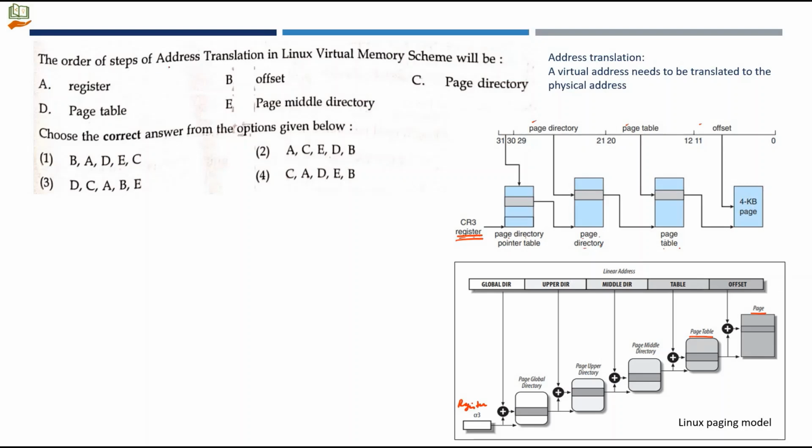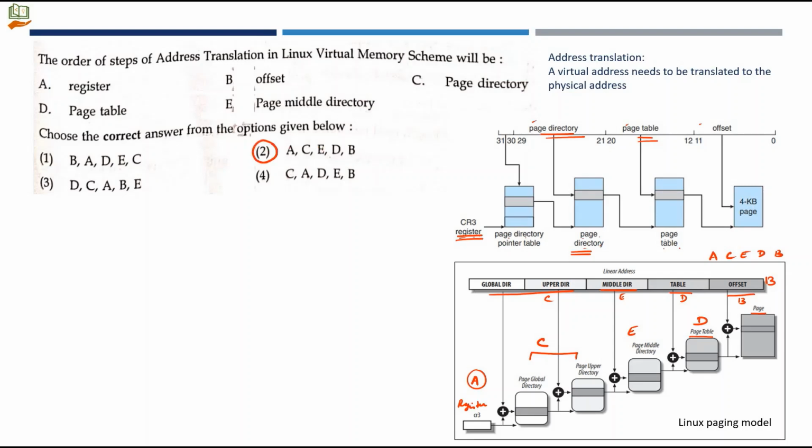We have to go for the order of steps of address translation. The first part is the register, so we go with A. We can take page directory to be page global directory or page upper directory. So here this is page directory and this is page table. In between you have something called page middle directory. This page middle directory is option E, and this together we can consider as page directory as given here. So C is here. Then page table is there, we go for D. After the page table they have given offset. This is B. So this is middle directory E, the table is D and offset is B. So this together can be taken as C. We have the order here as C, E, D, B starting with the register A. A, C, E, D, B. Option number 2 will be the right answer.